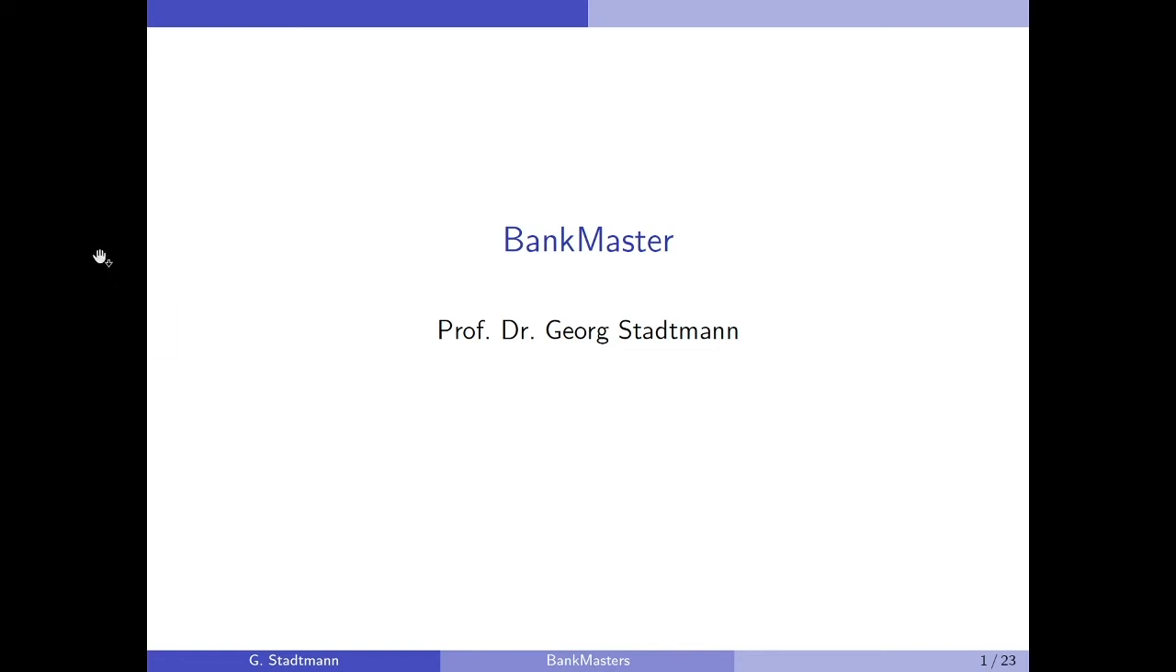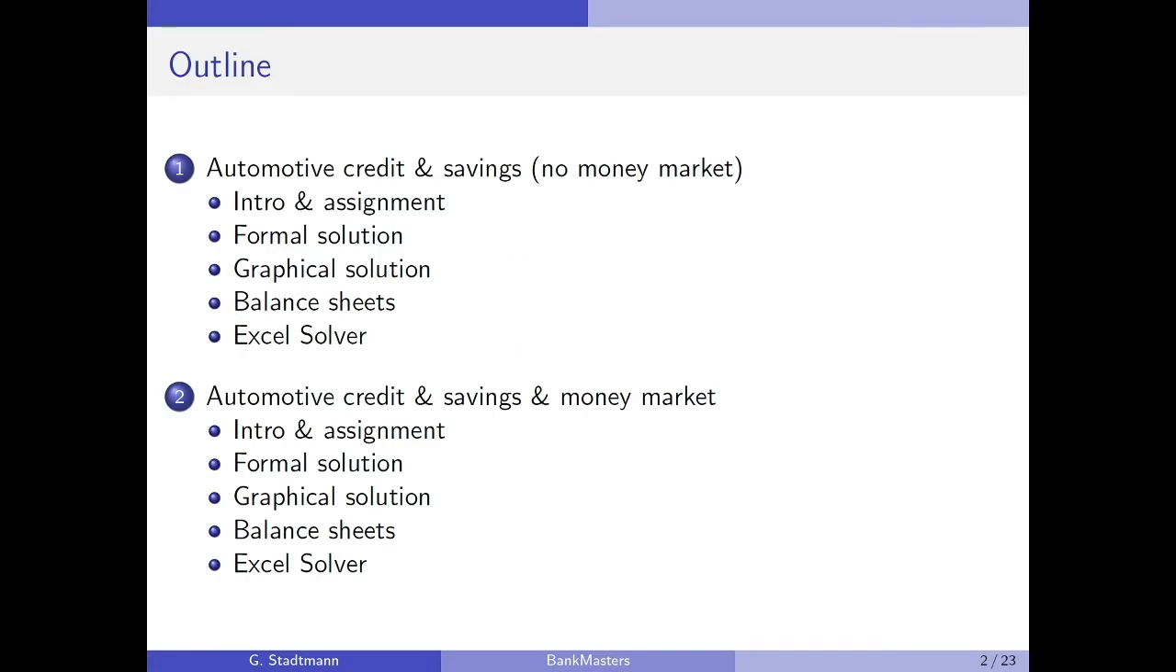Hello everyone. In this lecture, we are going to solve two assignments. In the first one, we are going to consider the automated credit plus the savings market, in which there is no money market. And in the second one, we have automated credit, savings, and also the money market.